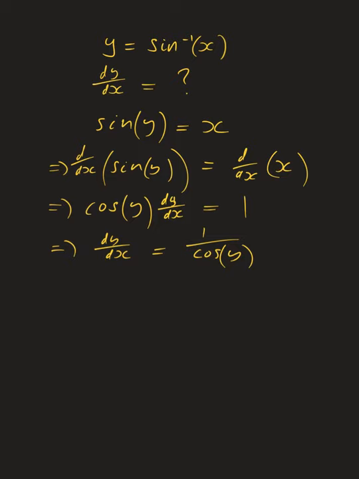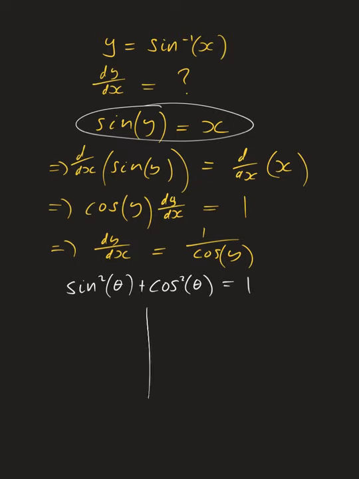Now I don't want my answer in terms of y, I want it in terms of x. So I need to express cosine of y in terms of x. Well, I already know that sine of y is equal to x. So if sine of y equals x, what is cosine of y in terms of x? To do that, there is a formula in your logbook which says that sine squared of theta plus cosine squared of theta is equal to 1. And that's true for any angle.